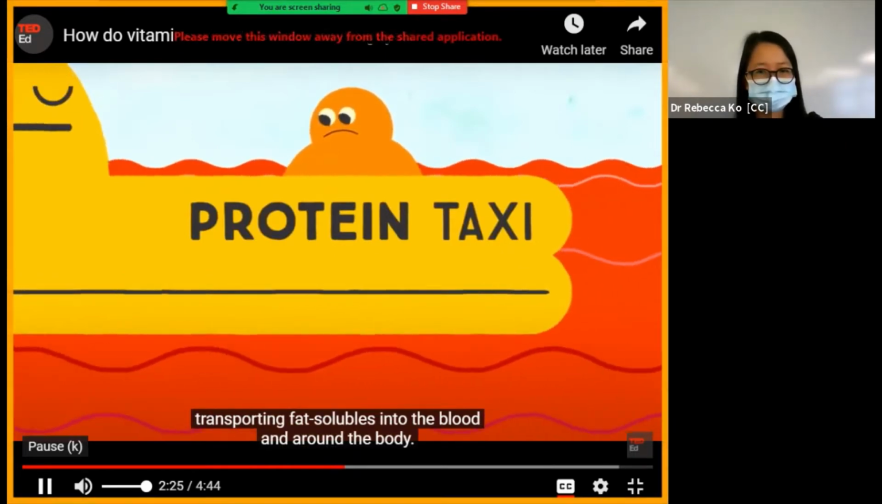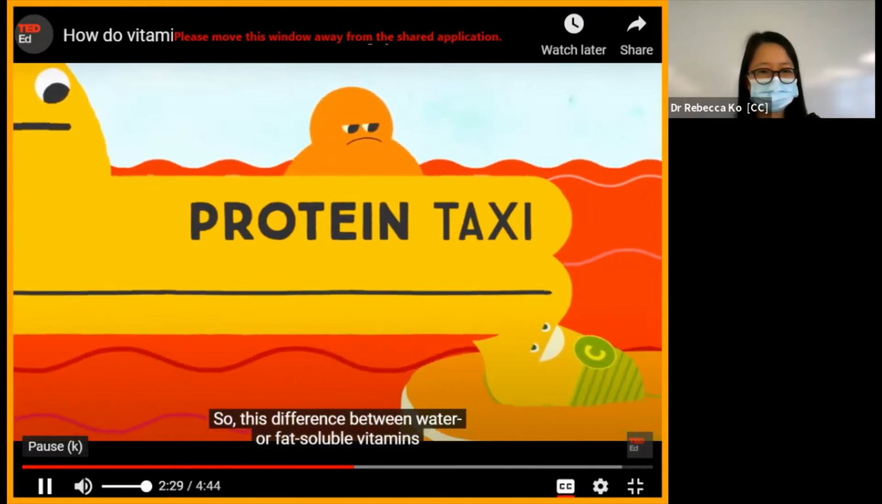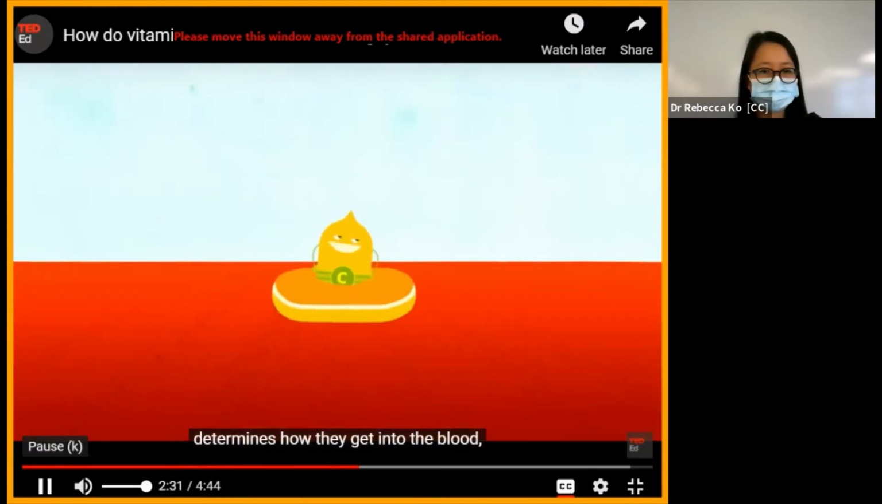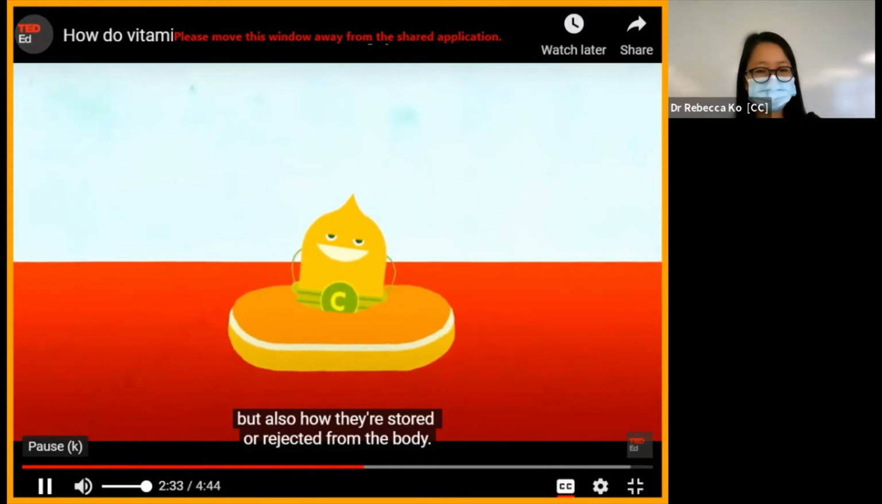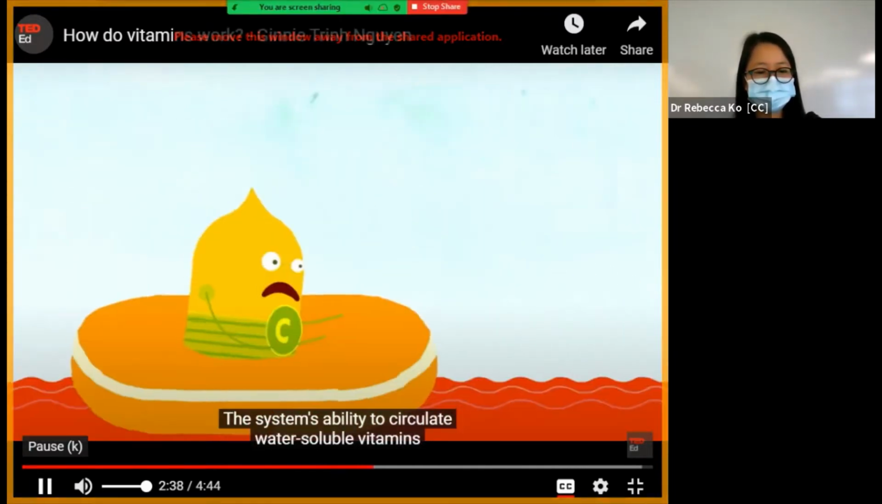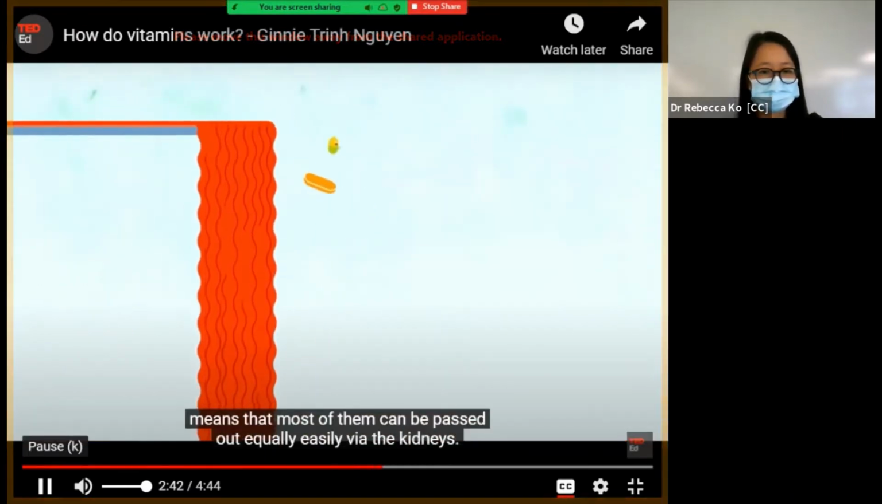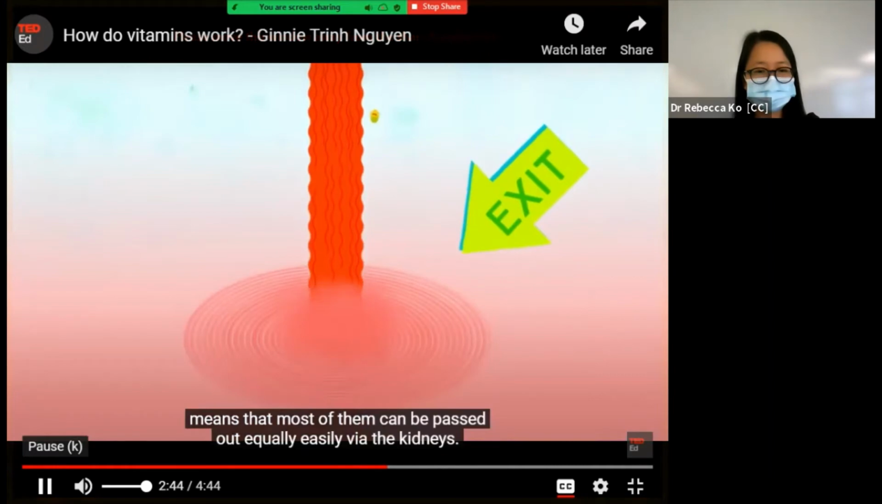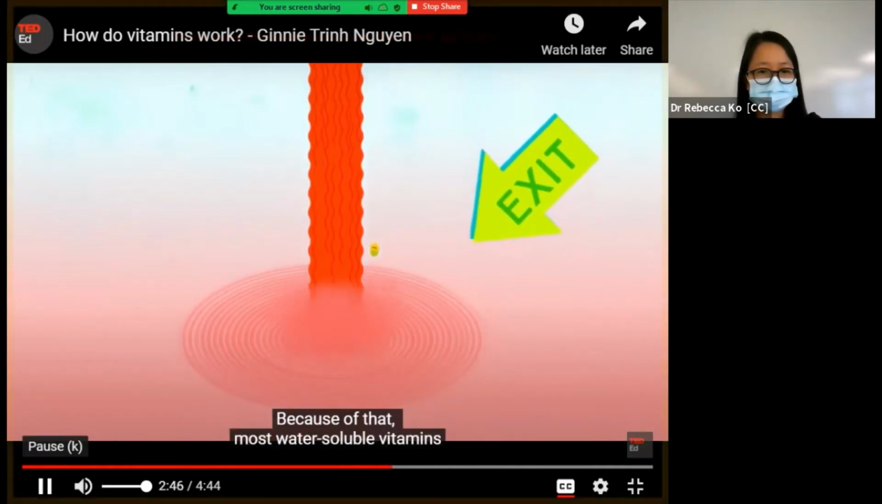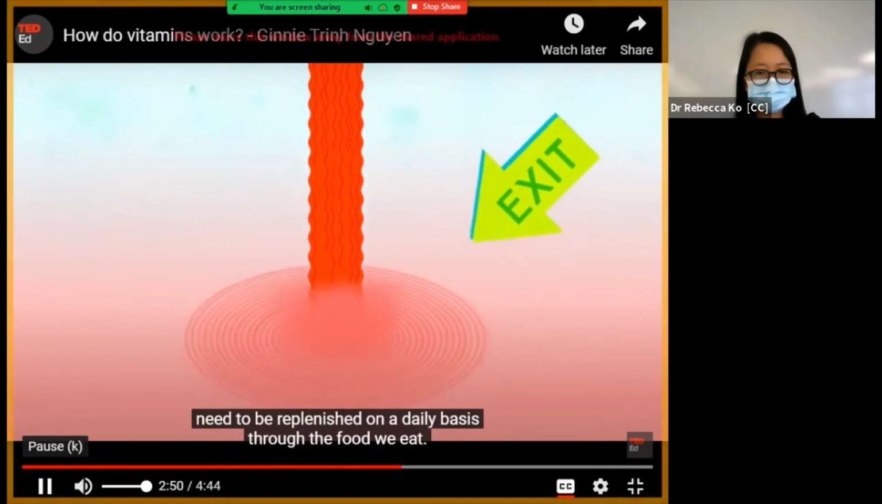So this difference between water or fat-soluble vitamins determines how they get into the blood, but also how they're stored or ejected from the body. The system's ability to circulate water-soluble vitamins in the bloodstream so easily means that most of them can be passed out equally easily via the kidneys. Because of that, most water-soluble vitamins need to be replenished on a daily basis through the food we eat.